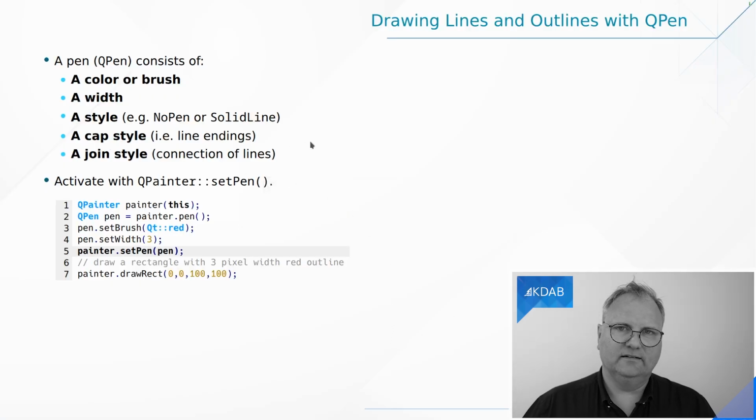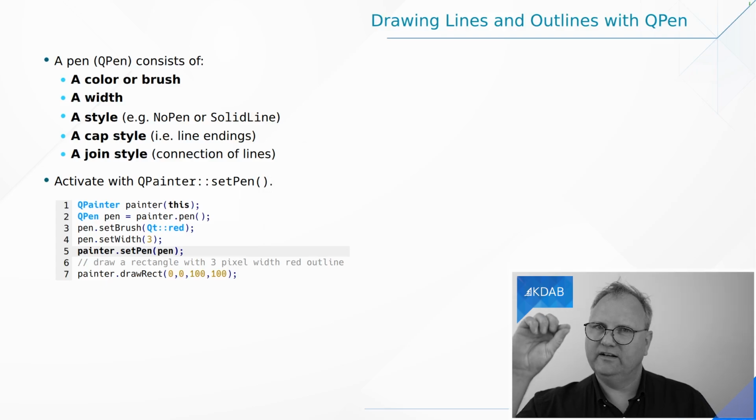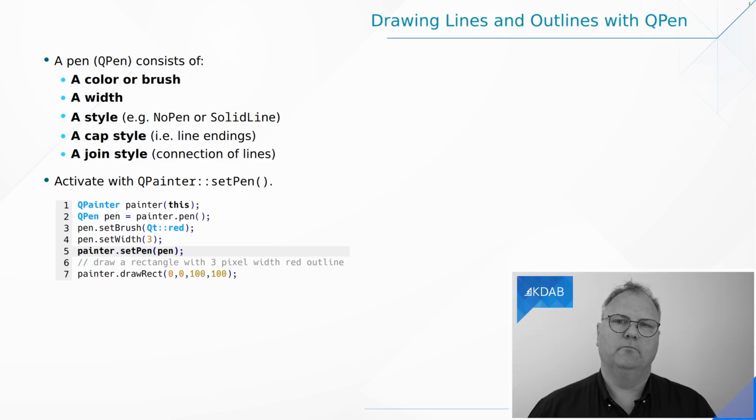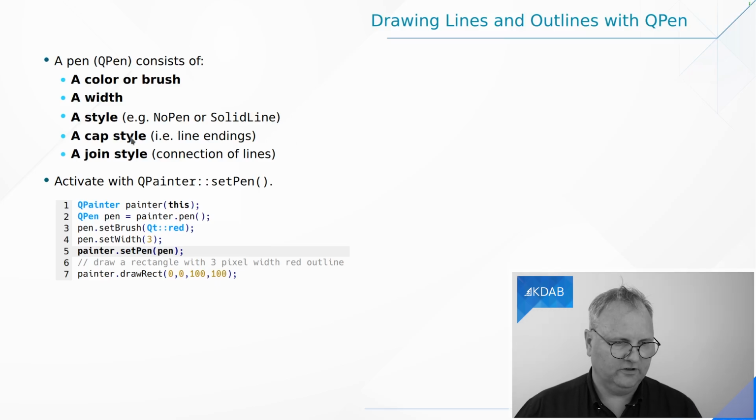It has a cap style. That is, how does the pen end? I draw a line from here to here. If I zoom in really much on the end of that pen, especially if it's a thick pen, how does it end? Does it end round? Does it end square? How does it end? And go to the cap style in the previous documentation.